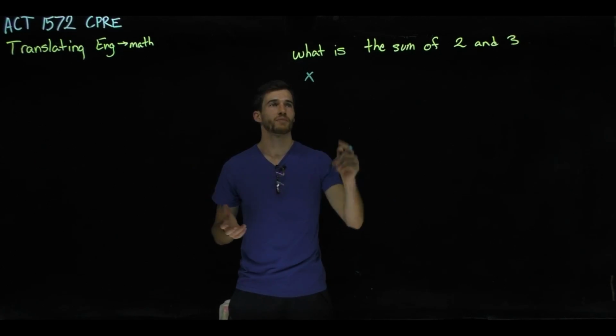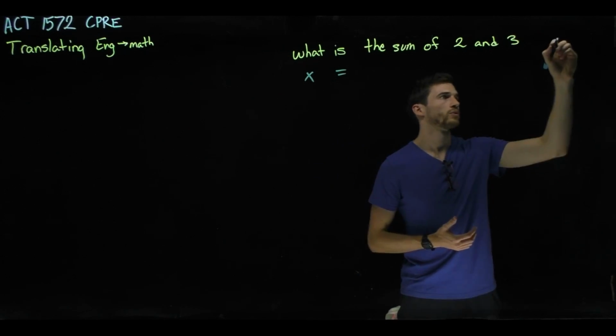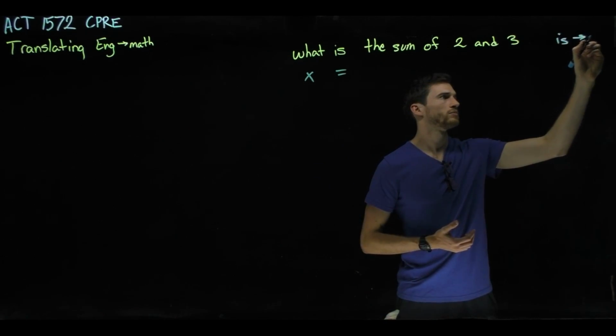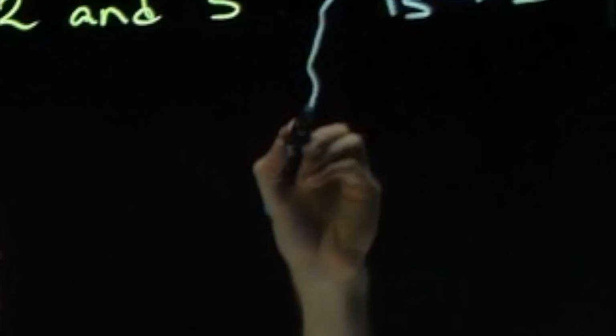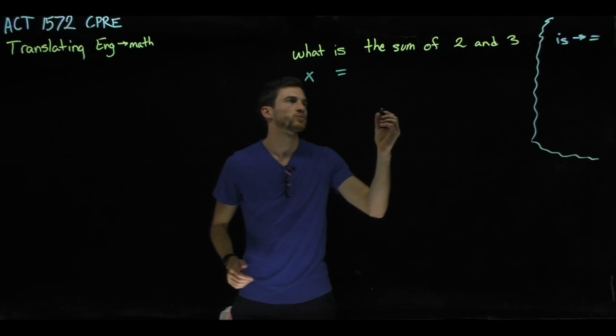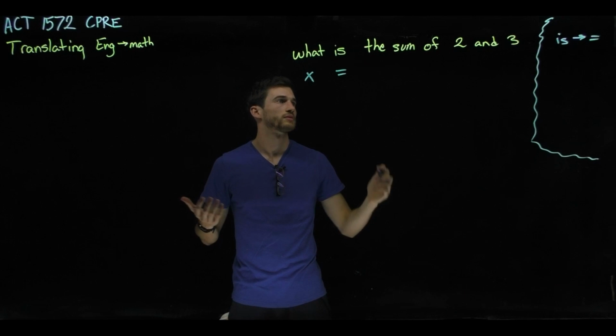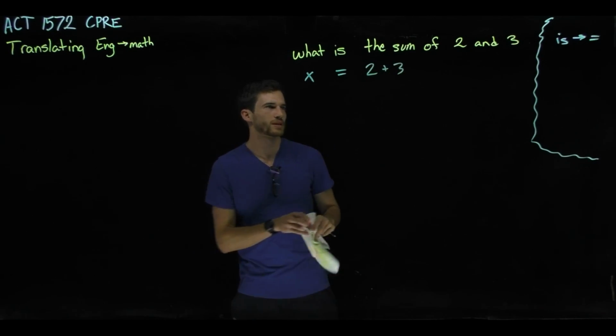Where does the equal sign come from? Is. Is means equals, right? That thing is that other thing. We're going to write that up here. Is means equals. Okay? This is just going to be our little special box here. Super easy. Sum of 2 and 3 means plus. So 2 plus 3, x is 5. We're done. This is all this one was.